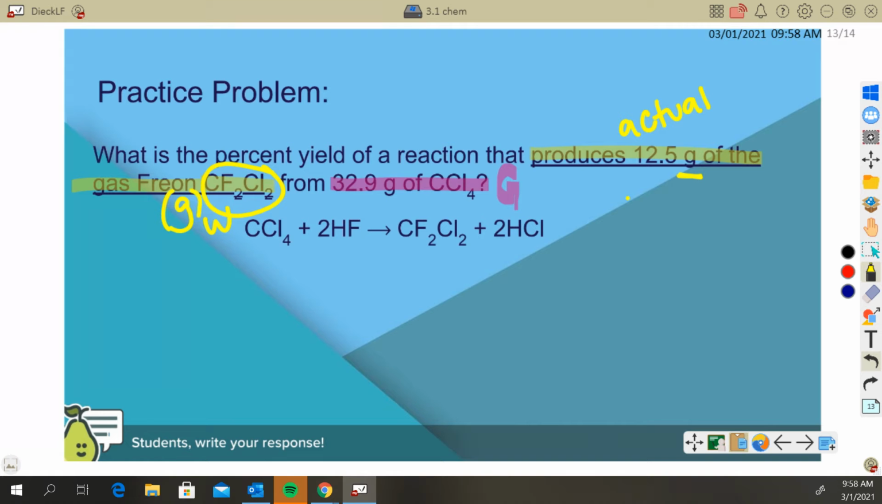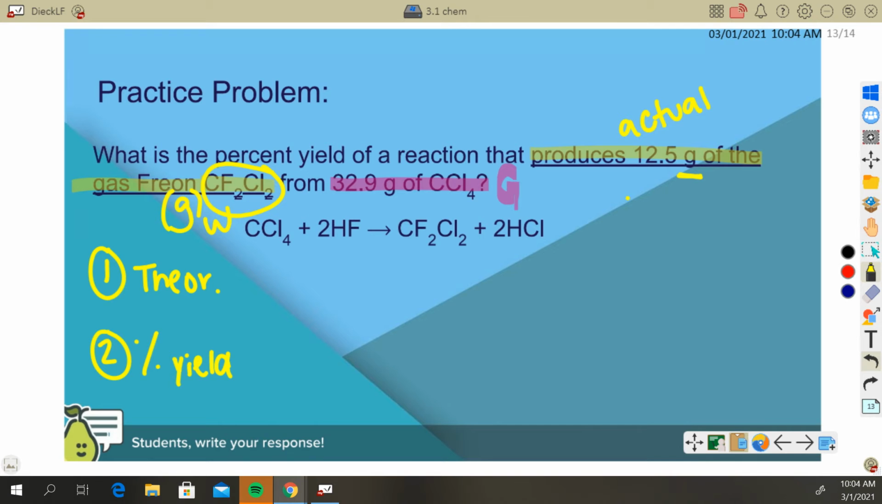So what I want you guys to do is I want you to first solve for theoretical yield. Okay? So first I want you guys to solve for theoretical yield. Once we've checked that, then I'm going to give you guys time to do percent yield. Okay? So first solve for theoretical yield, and then we'll check that together. So go ahead and solve for your theoretical yield. Work on this theoretical yield.